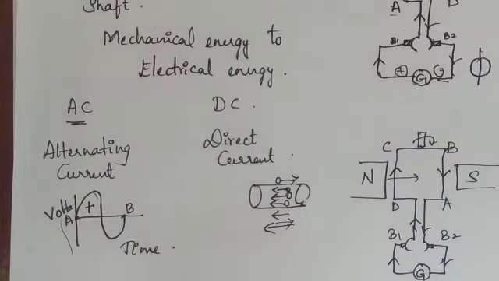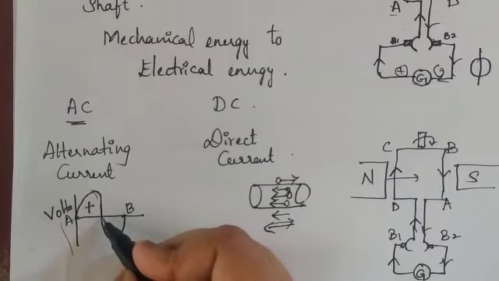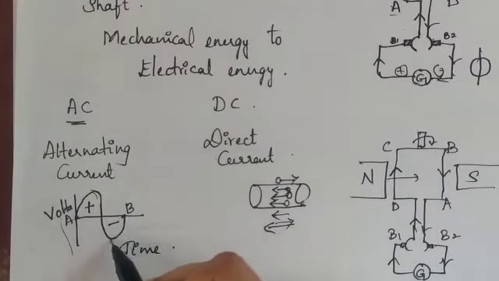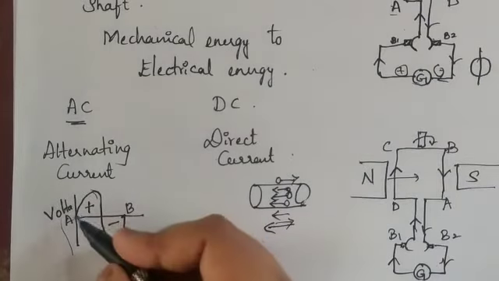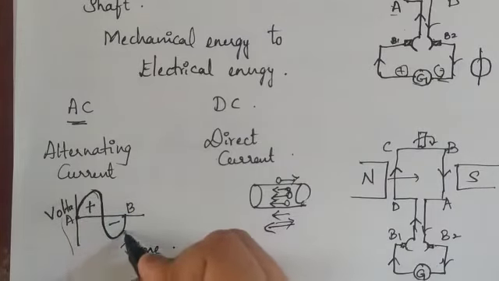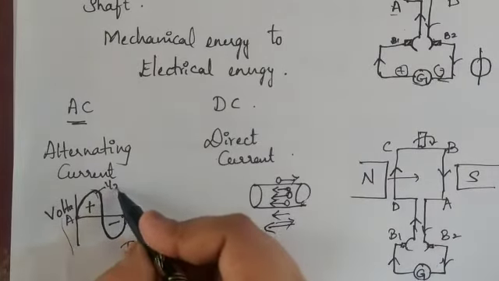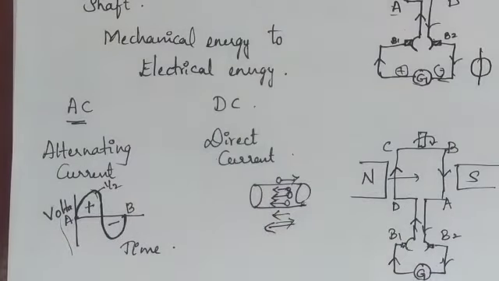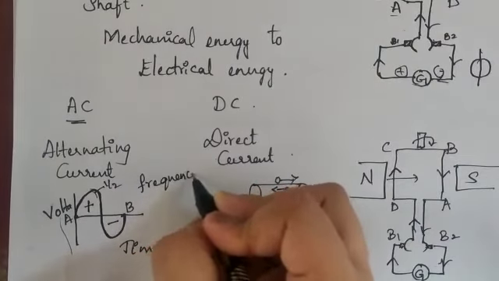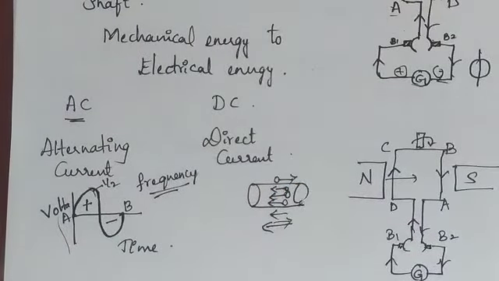This is the positive side, that is a half cycle. This is another half cycle. Downwards we are going to consider as negative only. So when the current or the voltage completes the cycle, this is half of the cycle, and this is another half of the cycle. So one complete cycle is what we take for frequency. We just have to know what this frequency is, that's all.